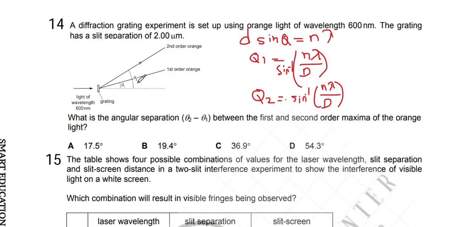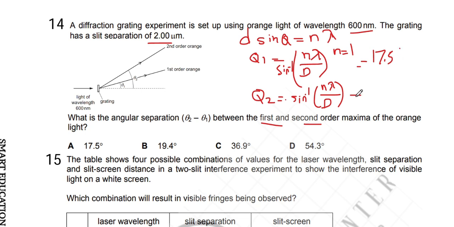Number 14 is a similar type of question. We have done it before. They told us to find the angular separation between them. So we use the formula d sin theta equals n lambda. Between the first and the second order, for the first theta, the n value should be 1, and the wavelength is given, and the separation is also given. It's in micrometers, so you have to convert this into meters, and you will get a value of 17.5 for the first one.